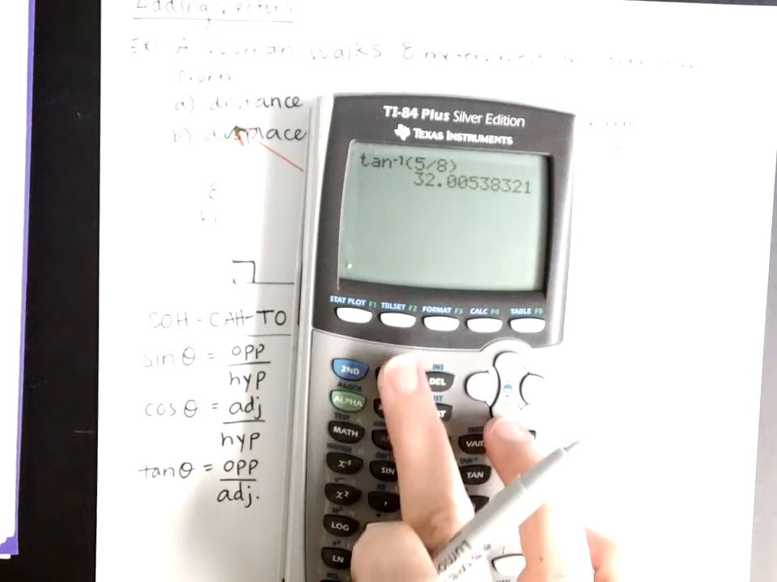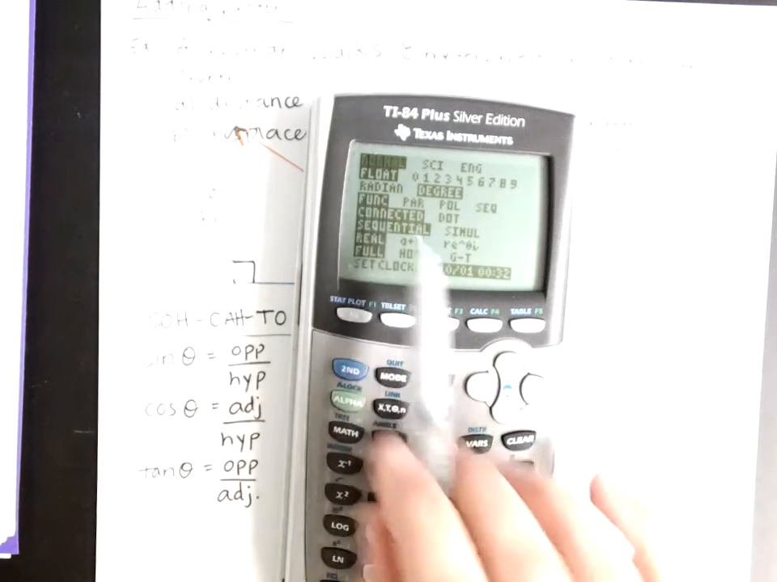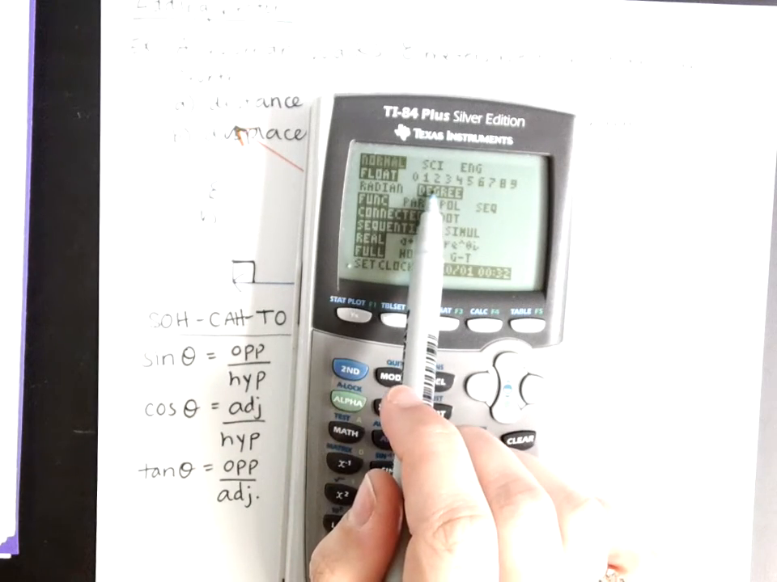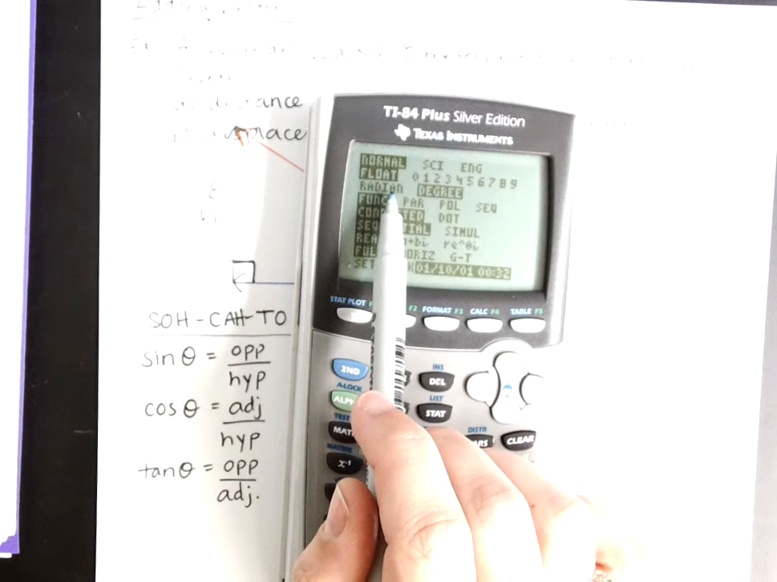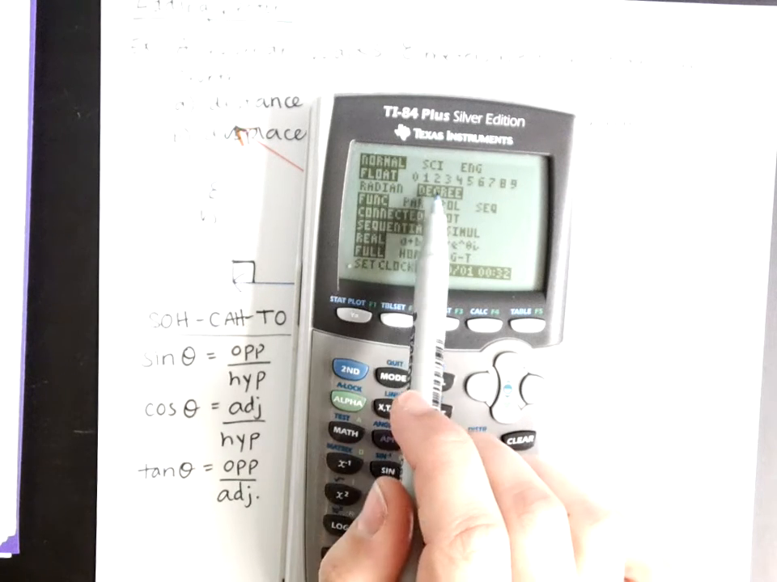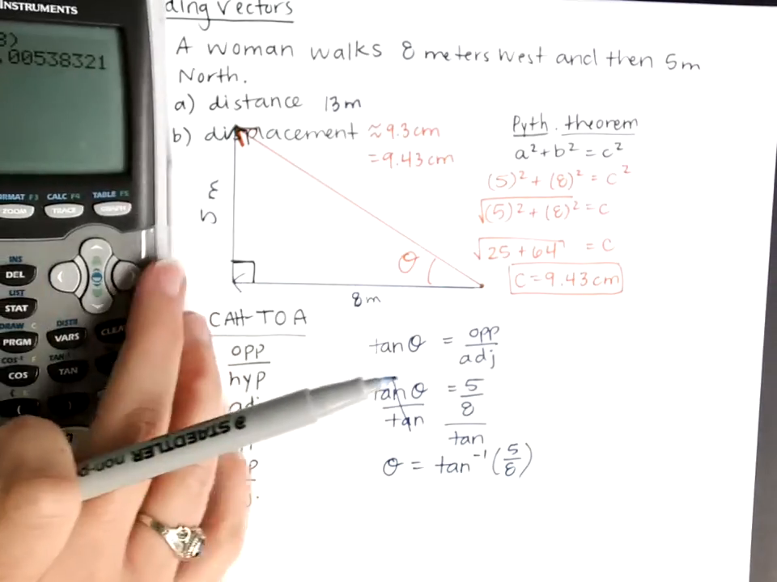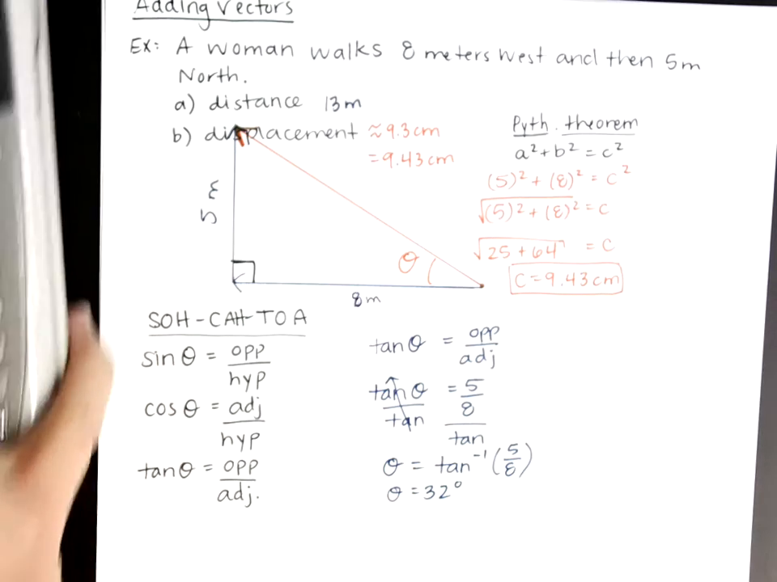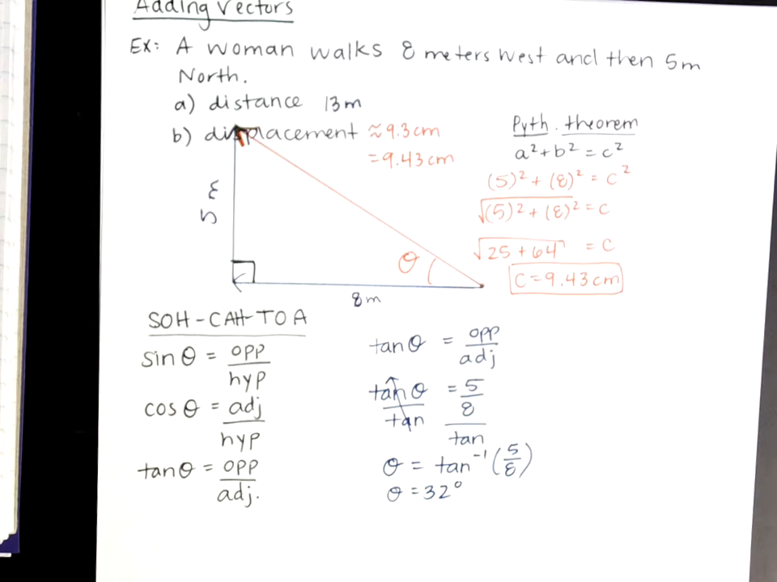You want to make sure that you are actually in degrees. So if you hit mode, you want to make sure you're out of radians and in degrees. In this class, the only time we use radians is when we're using pi. So make sure we're in degrees in this class. Okay? So you have 32 degrees, so our theta is equal to 32 degrees. Great, so now we know the angle.